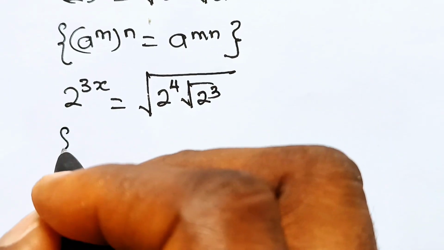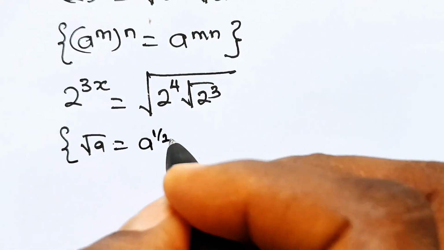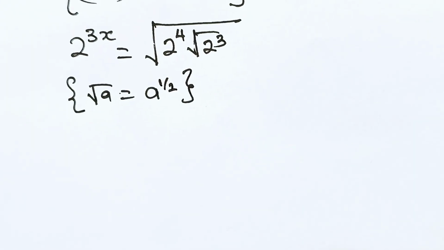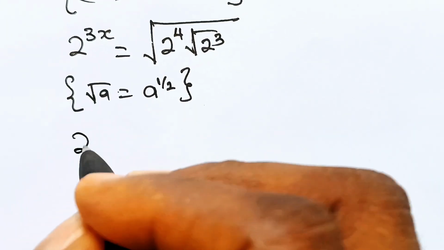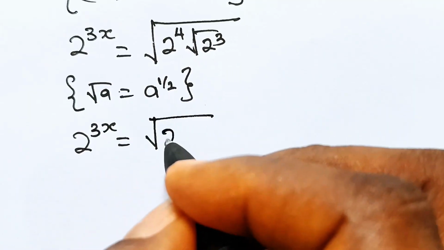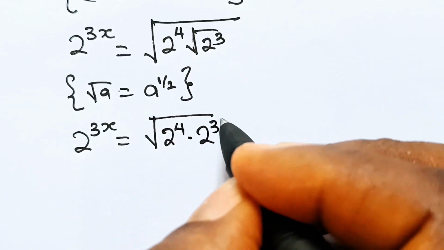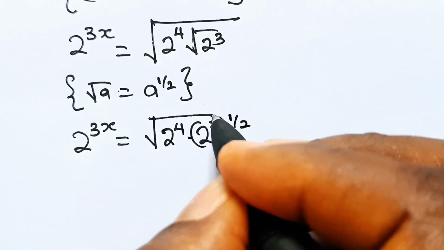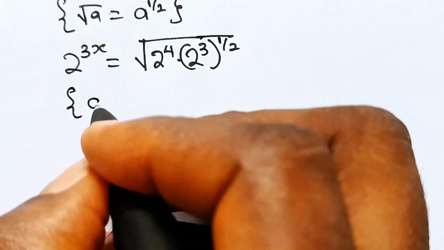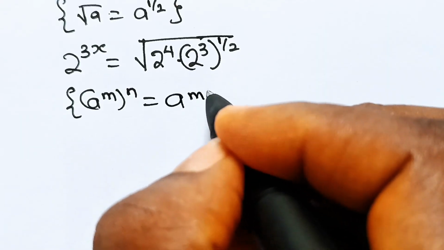Now note that square root of a is equal to a to the power of half. So we can write this as 2 to the power of 3x is equal to square root of 2 to the power of 4 multiplied by 2 to the power of 3 raised to the power of half. Recall that a to the power of m raised to the power of n is equal to a to the power of m times n.